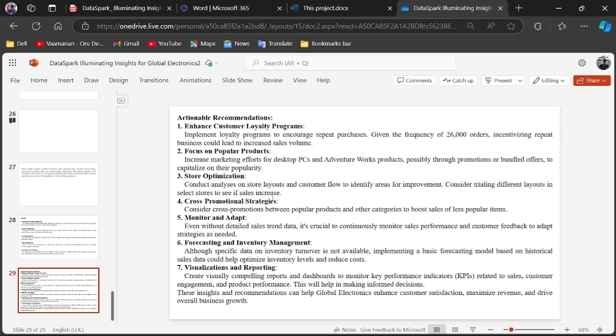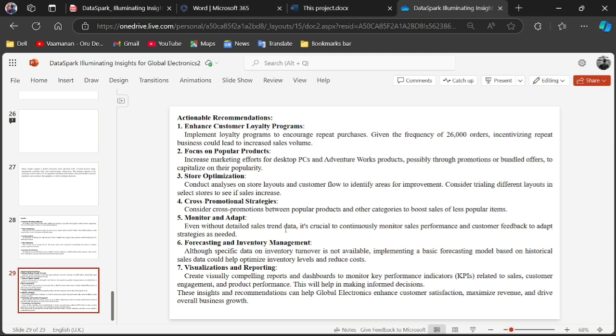Cross promotional strategies. Consider cross promotional strategies between popular products and other categories to boost sales of less popular items. We can use the popular product to sell the unpopular product on an offer basis. Like if you buy the popular product here, you can get this offer for this less popular product. We can basically make the strategies.